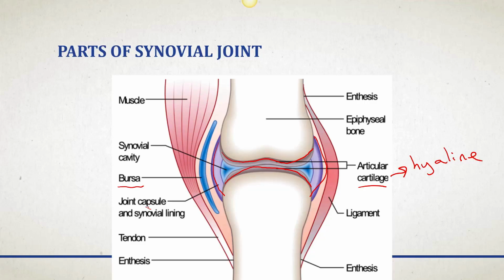Just inside of the joint capsule is the synovial membrane, and the synovial membrane is going to produce synovial fluid, and that synovial fluid is going to fill up the joint, and that's going to decrease the amount of friction inside of the joint.